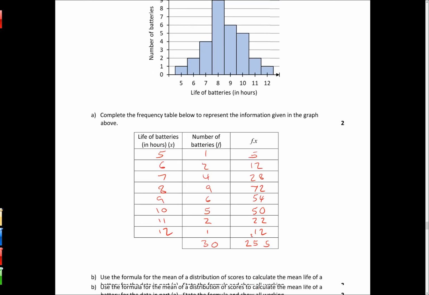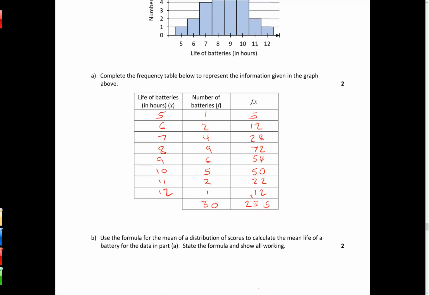Okay. Then it says use the formula for the mean of a distribution of scores. We've already done that. We said mean was the sum of the FX column, in other words, all the scores added up, divided by the sum of the F column, which is how many scores there were. There's 30, remember there's not one of each one, there's multiples. So it's saying the sum of all the scores is 255 and the number of scores is 30. What's 255 divided by 30? Turn the calculator on. And actually it was a nice answer of 8.5.